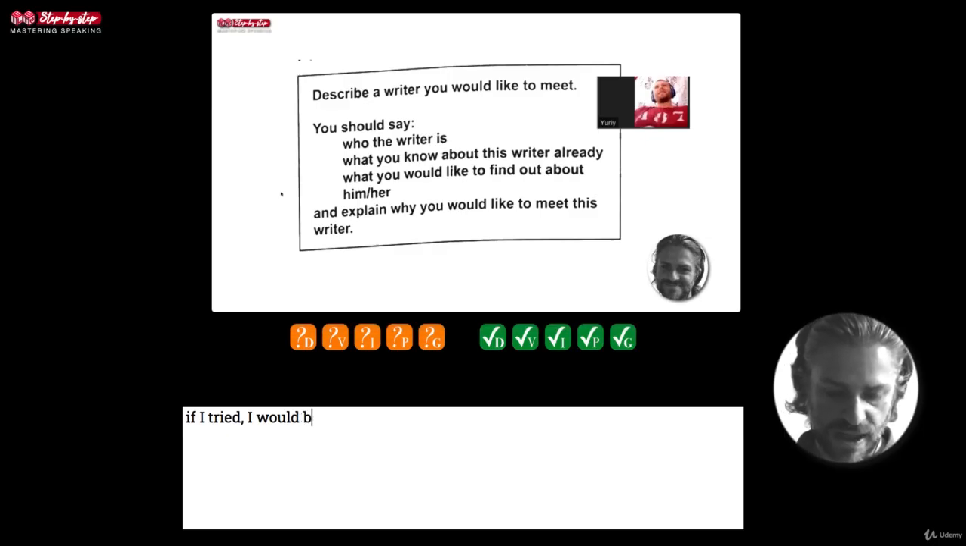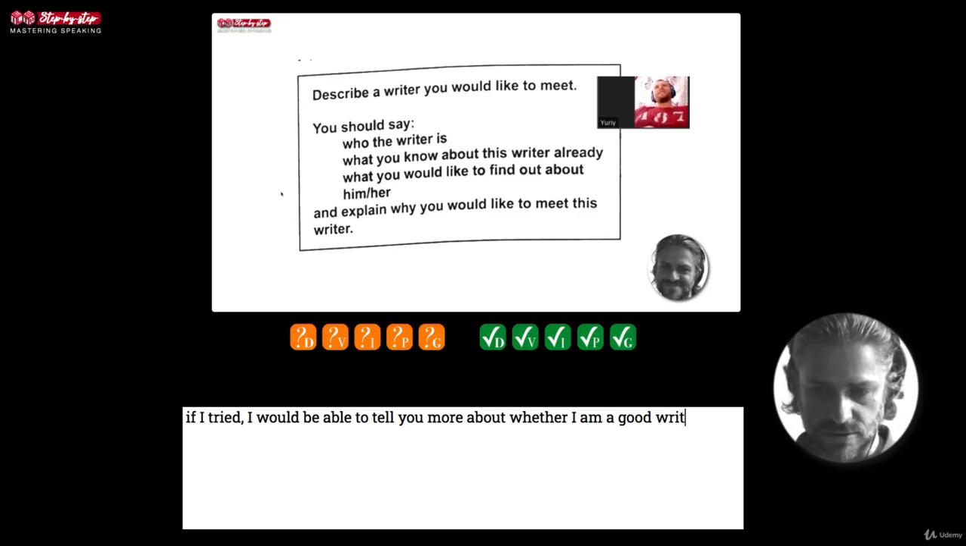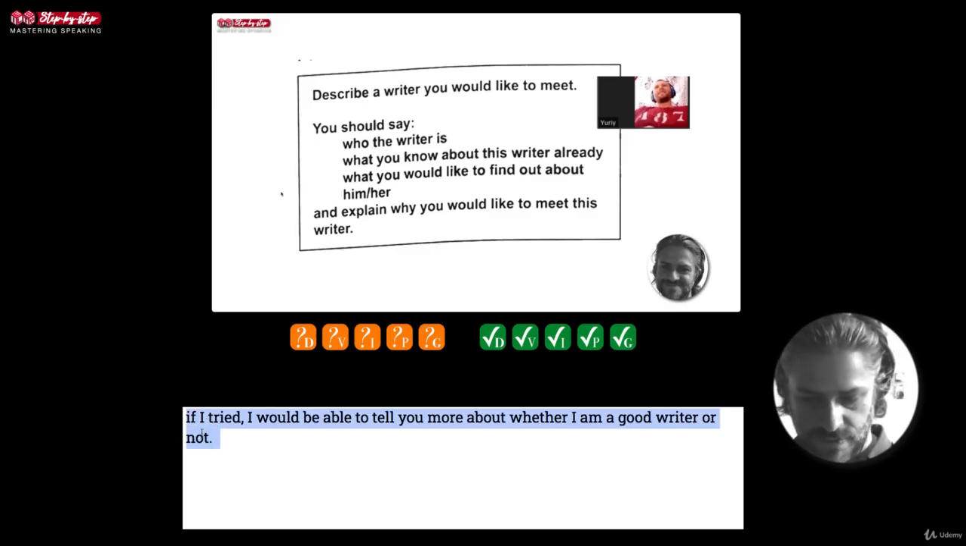I would be able to tell you more about whether I am a good writer or not. Since he's never tried, he doesn't actually know. Okay, so there's "would" because of "if," and then the past form of try, so it comes with if. Second conditional, hypothetical. All of this is hypothetical because he's never tried to write before.